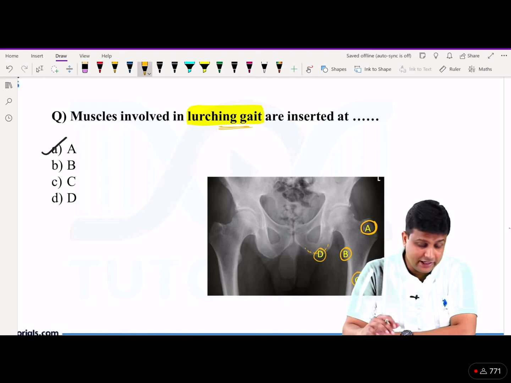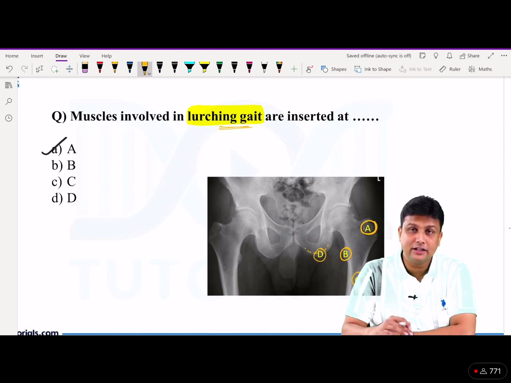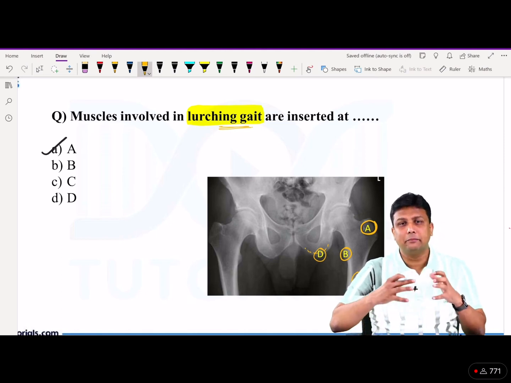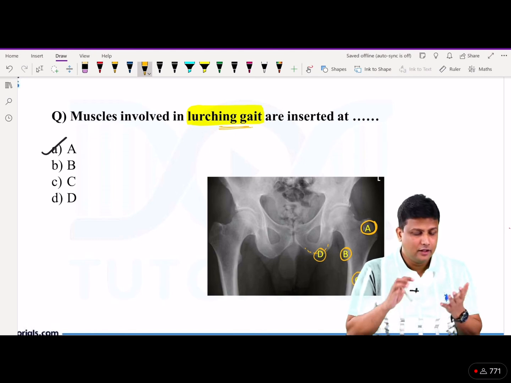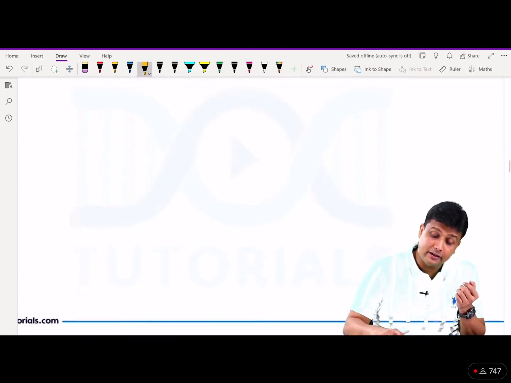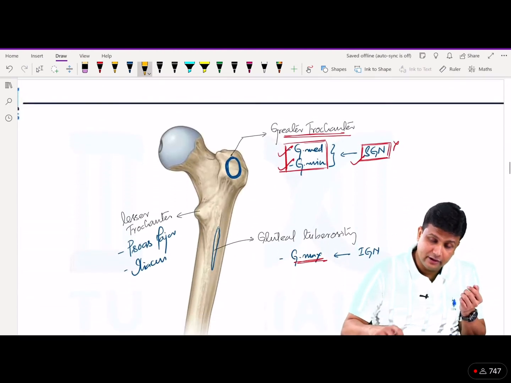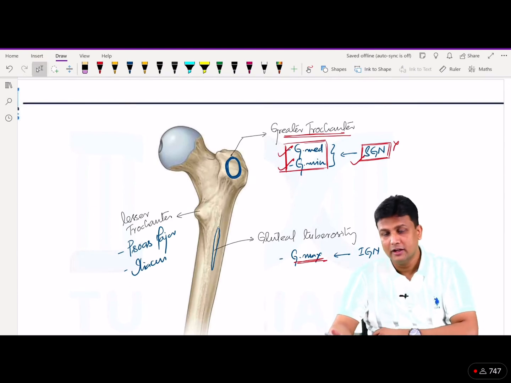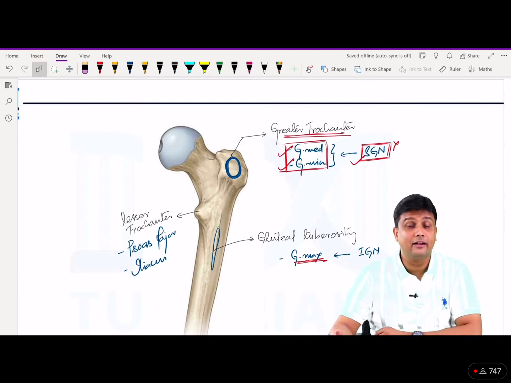So my main intention in this question was to complete many concepts in one place. The attachments at the upper end of the femur, all the muscles attached at the upper end of the femur, their nerve supply and action, that is also done. And at the same time, the clinical condition, that is lurching gait, and the Trendelenburg sign.